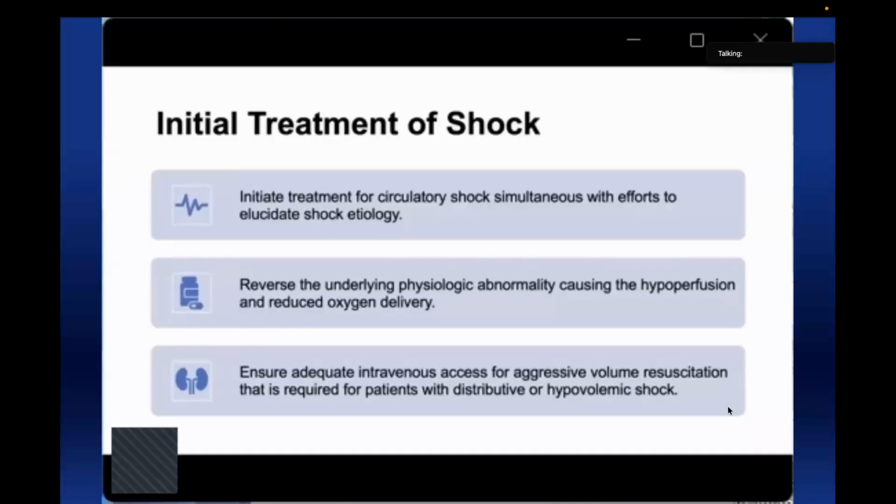Your goal is to know the etiology so you can reverse the underlying physiologic abnormality, which could cause the hypoperfusion that is reducing your oxygen delivery. Ensure adequate intravenous access for aggressive volume resuscitation that is required for patients with distributive or hypovolemic shock.